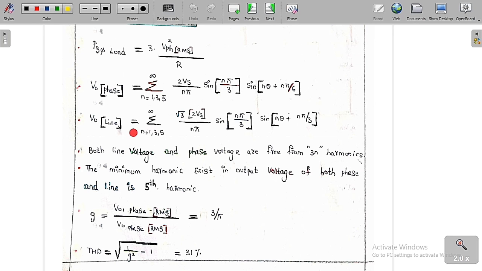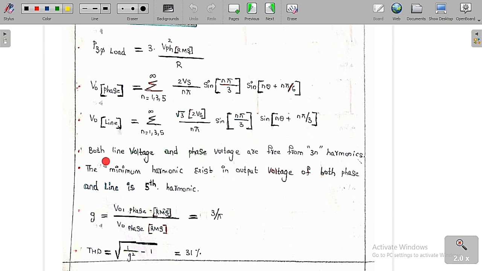And the line voltage is in the stepped square waveform. These are also periodic signals. After writing the Fourier series, we are going to get n is equal to 1, 3, 5 up to infinity, root 3 into 2Vs by n pi into sine of n pi by 3 into sine of n theta plus n pi by 3. This is the expression for the stepped square waveform also. Here also you can see there is a sine n pi by 3 term, so here also the odd 3n harmonics are going to be absent.